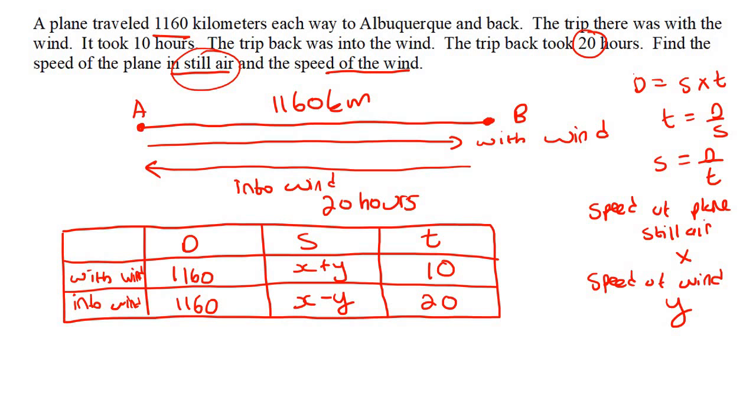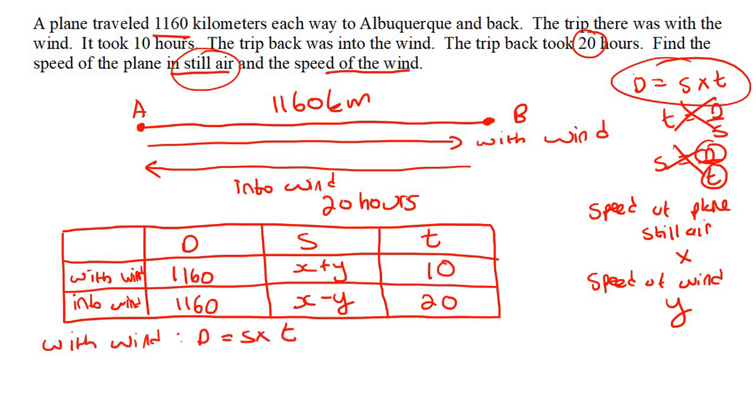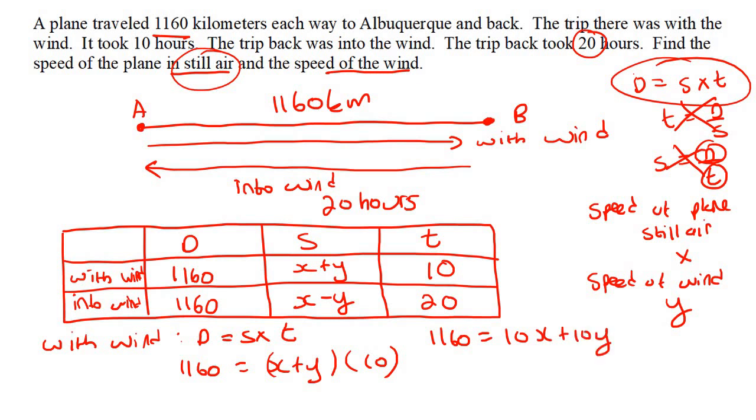I don't really want us to use these ones because they've got ugly fractions. You see that? Whereas this one looks really nice. It has no fractions. So with the with wind one, we can use distance is equal to speed multiplied by time. So we can say 1160 equals the speed multiplied by the time, which is 10. Look at that. Now we can go and get rid of those brackets. So we can multiply the brackets out, so it becomes 10x plus 10y. Look at that. We have an equation.